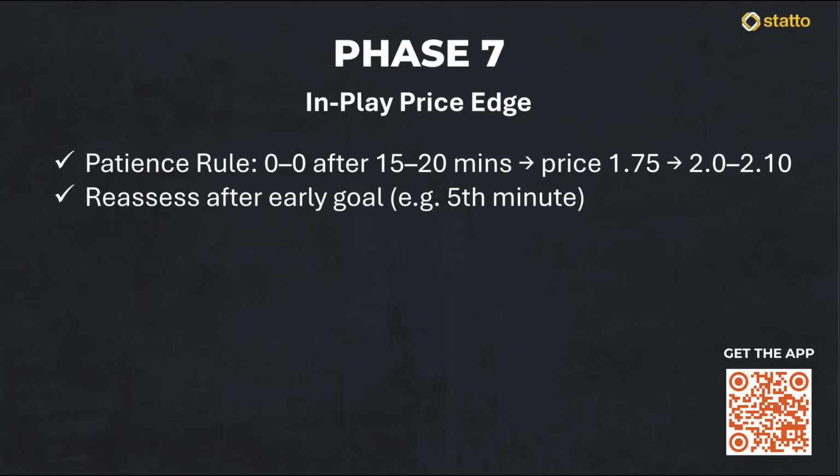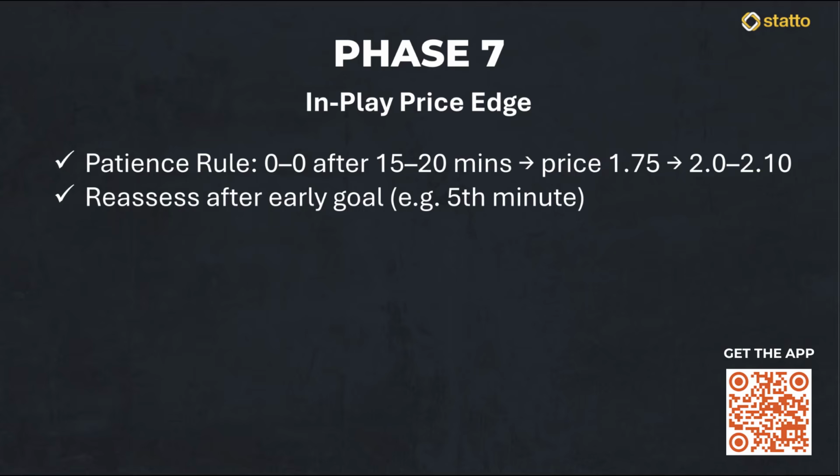If the first 15 to 20 minutes remain 0-0, that price of 1.75 will often drift out to 2.0 or even 2.10. Has the probability of both teams scoring collapsed? Not necessarily. If we are watching the game and see that both teams have already had shots and the XG is building in an open game, our original projection is still valid. But now we are getting even money for an event that we've calculated is still a 55 to 60% shot. That is where the real edge lives.